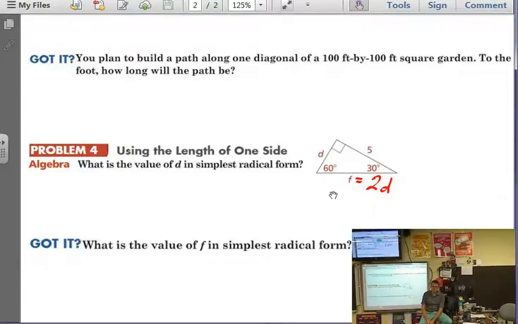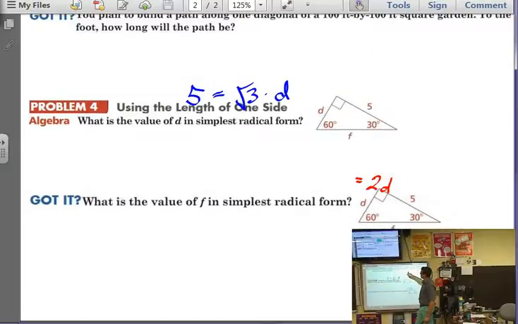So now the struggle is figuring out the short leg since we aren't given it. I tried to do this. Is this wrong? I did 5 equals radical 3 times d. That is not at all wrong. We know that the long leg is radical 3 times the short leg. So my short leg, which we're now calling d, to isolate that becomes, Michelle? Divide both sides by radical 3. We divide by our radical 3.